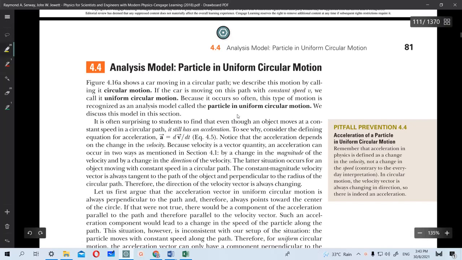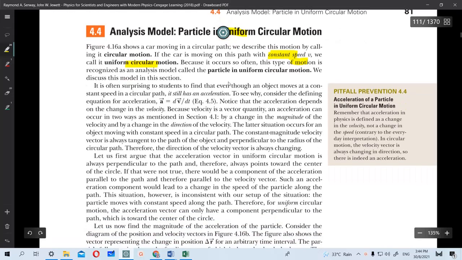Okay, number one, we have to define first. What is uniform? Uniform represents the idea that it moves at constant speed. Constant speed. So every time it moves at the same value of v, we call it uniform. And the whole idea of this model is the particle in uniform circular motion.